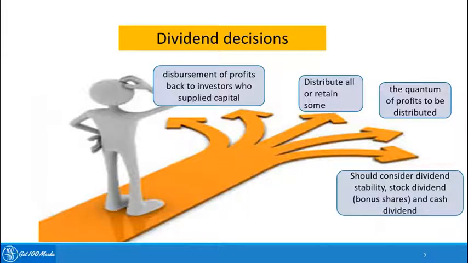While making all these decisions, which are very important for the company because it has to build up its reputation in the market, at the same time it has to take care of its internal capital and the shareholders' benefits. So while taking those decisions, it should consider dividend stability, and whether it can give out dividends in the form of stock dividends or cash dividends. So that's just in brief about the dividend decisions. We will discuss it more in the upcoming slides. Thank you.